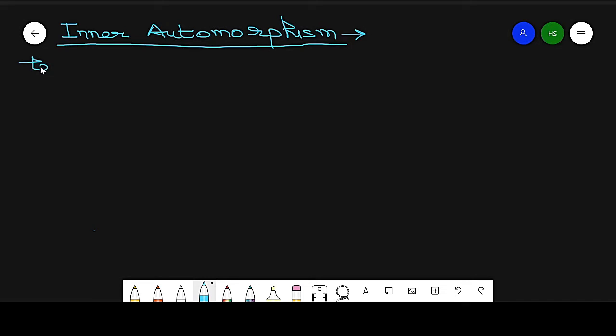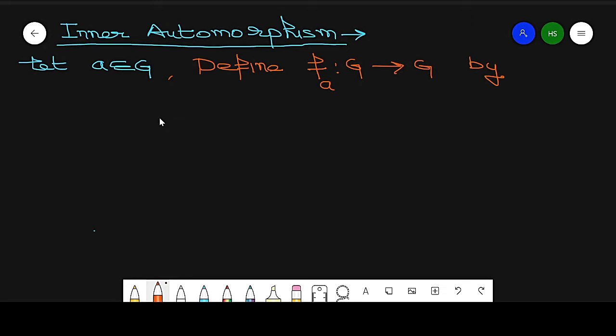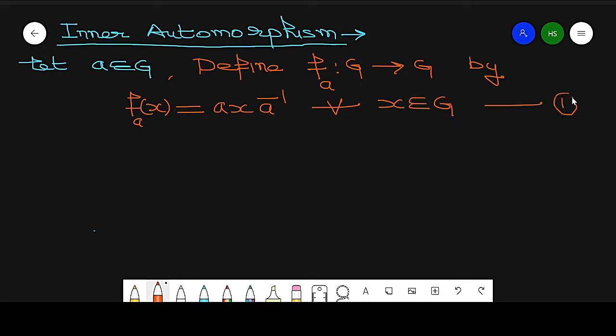So what is an inner automorphism? If I take some element a from G, where G is a group, define a map f_a from G to G, defined by f_a(x) equal to a x a inverse for every x belonging to G. So this is equation number 1.